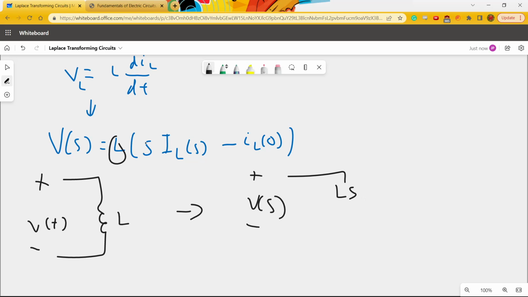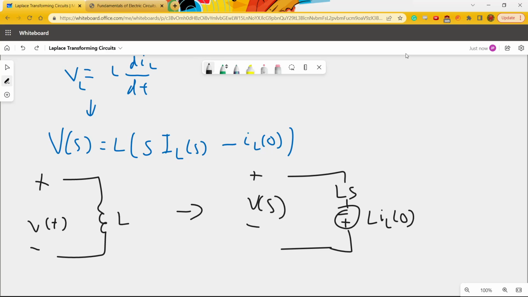Secondly, we have this term L times negative I_L. Now this is actually a constant because I_L at 0 is a constant and L is a constant. So we can actually write a voltage source which is in the opposite direction of voltage V of S, which has the value L I_L at 0. And we now have a transform of the inductor.